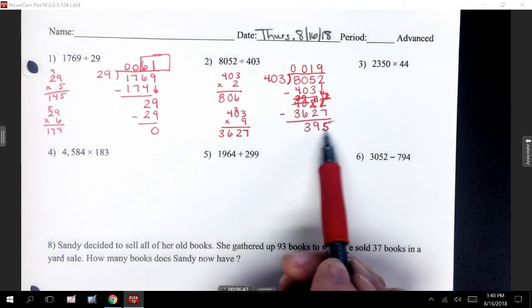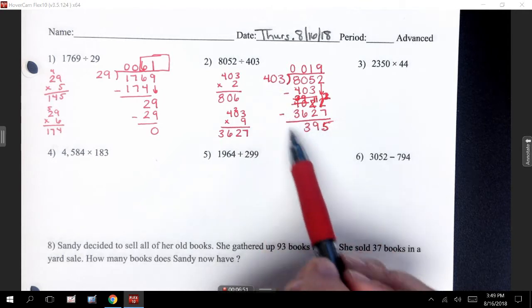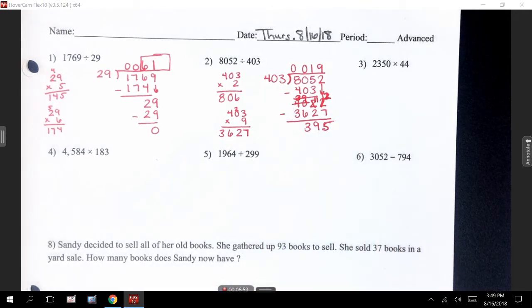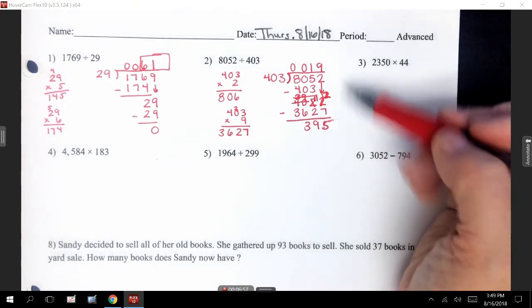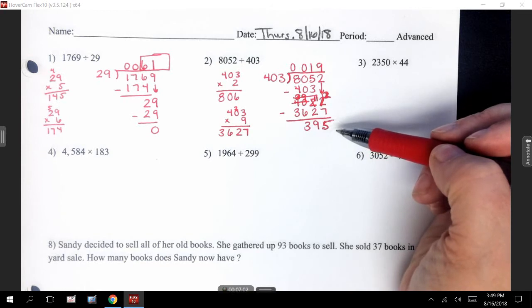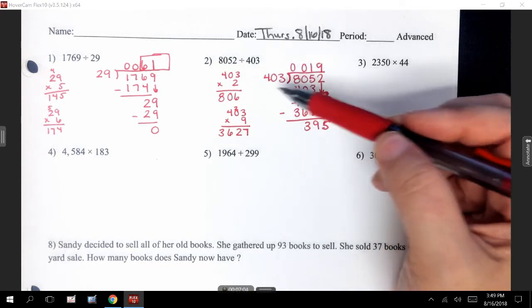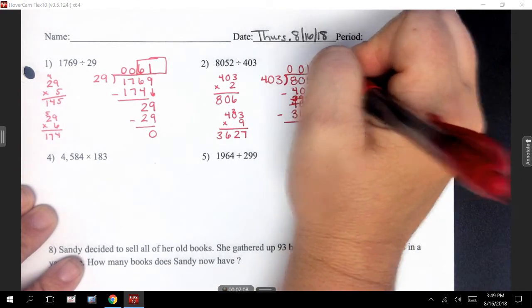Now we are just going to double check. Is 395 smaller than 403? Yes. All right. Is there anything left to bring down? There's not, so I'm done. Guys, 395 is a really big remainder. All right, but remember, we were using a really big number. So I'm still going to put my fraction bar next to that 19.